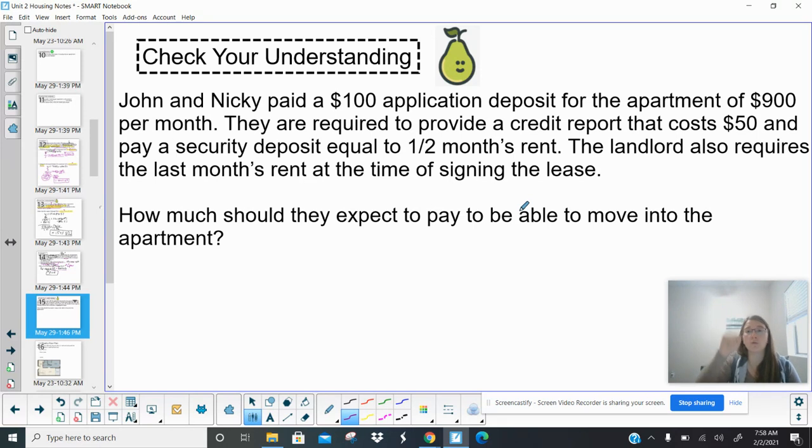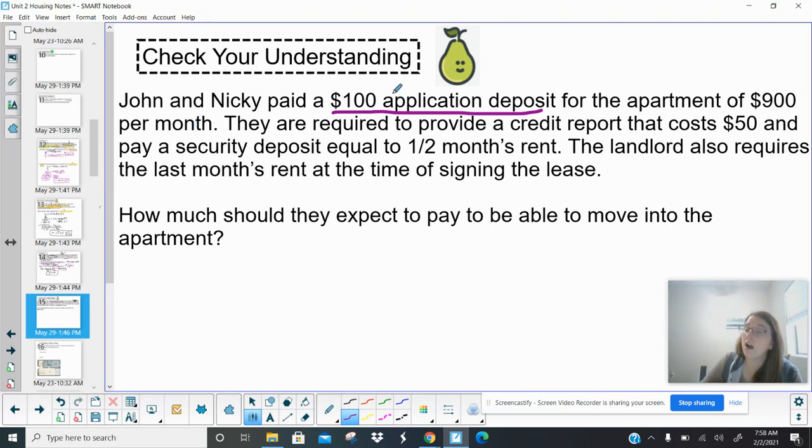All I want you to do is go through and underline, or you can write down all of the things they have to pay up front. I will tell you there is 1, 2, 3, 4 things they have to pay up front. So go ahead and try it. Okay, so we have a $100 application fee for the apartment of $900 per month. Now notice, it does not say in that sentence they owe that rent right away. So we're going to come back to that.